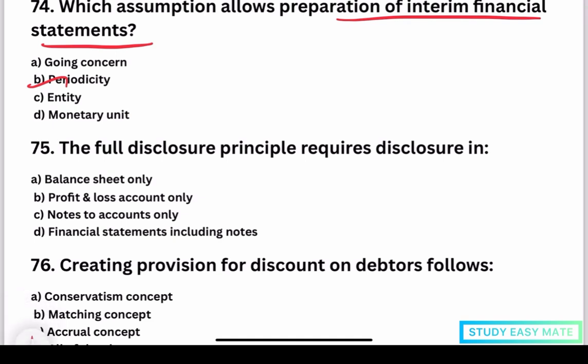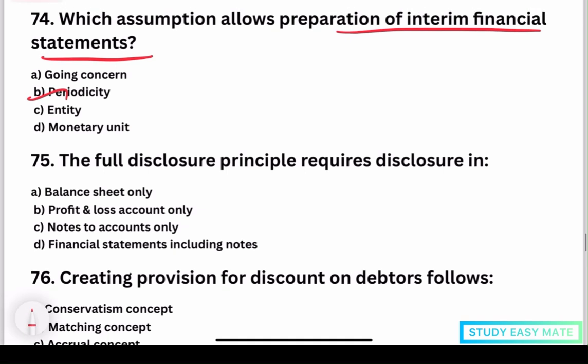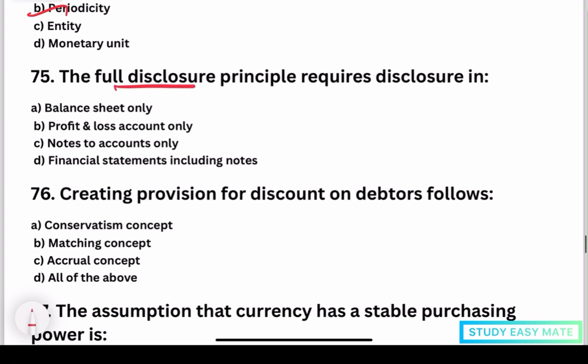Because it allows preparation of interim financial statements by permitting the artificial division of continuous big business operations into shorter accounting periods, say quarterly, half yearly, etc. The full disclosure principle requires disclosure in financial statements, including notes, because material information may be disclosed in the main statement or in the accompanying notes.